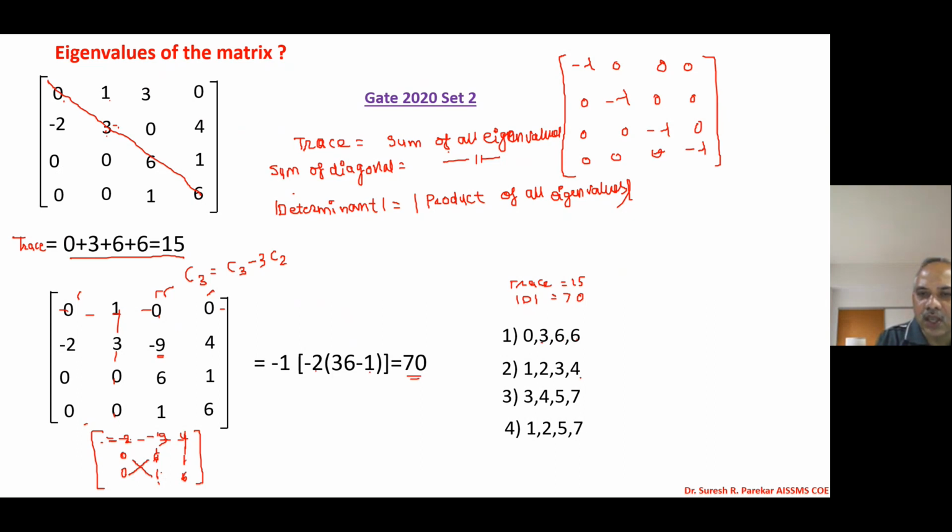So if I check the options: 6, 12, 15, but 6 into 6 is 36, 3, 1, 0, 8, not matching. 4, 3, 2, 1, 4, 3, 7, 2, 9, 1, 10, no. 7, 5, 12, no. 7 plus 5 is 12 plus 2 is 14 plus 1 is 15. 7 into 5 is 35 into 2 is 70. So our option is this. We have Eigen values 1, 2, 5, 7, and this matches both of these.